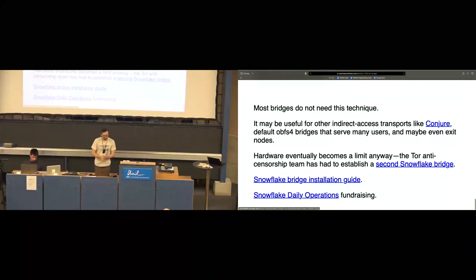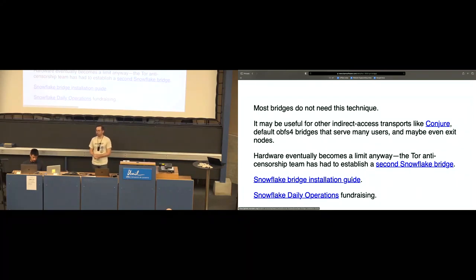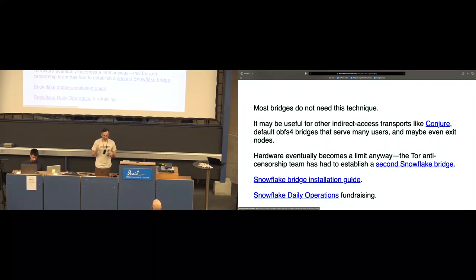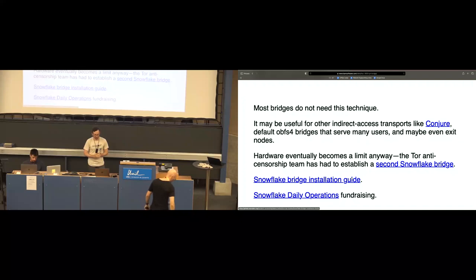All right, so, summary. Most bridges don't need this technique. If you're running an obfs4 bridge, you don't need to do this, unless perhaps you're running one of the default Tor bridges, the ones that are hard-coded into Tor Browser. Then this may actually be useful, because I suspect more than one of those is CPU limited. But if you're just running obfs4 bridges and you want to help more, just run more bridges. That's actually the best advice there.